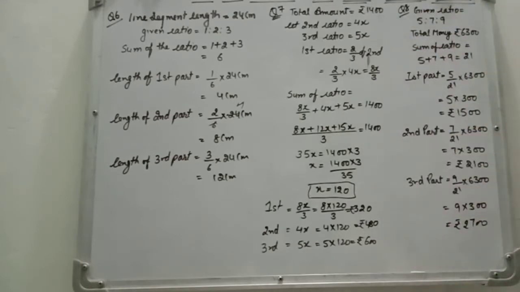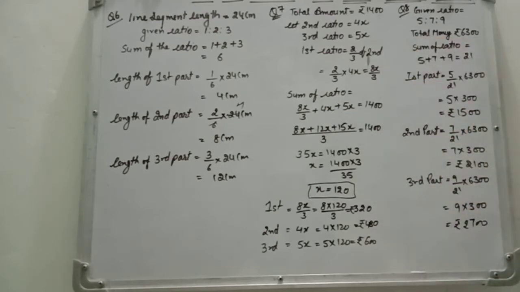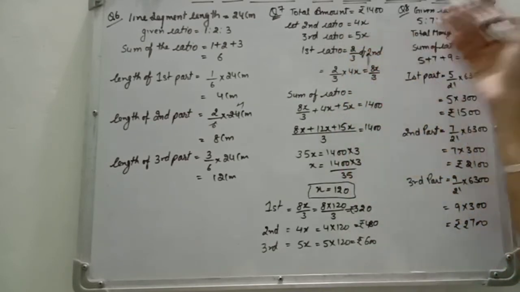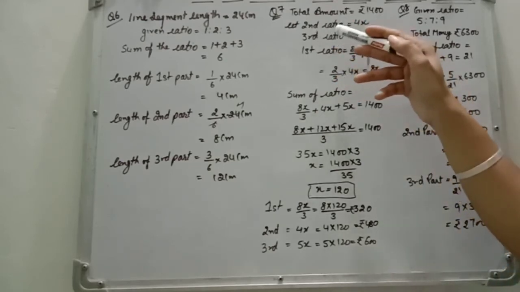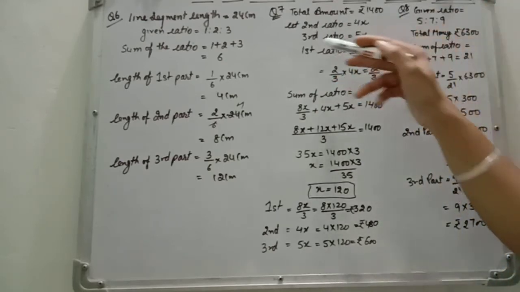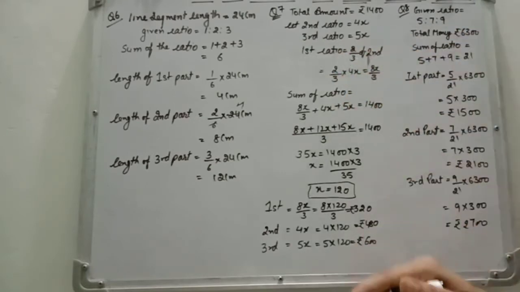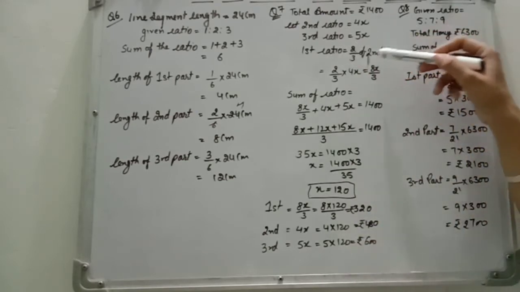And for the first ratio, they said it is 2/3 of the second ratio. So let us consider the second ratio is 4x. 4:5 is given to you for the second and third ratio. So let us consider the second ratio is 4x and the third ratio is 5x. According to the question, the first ratio is 2/3 of the second.